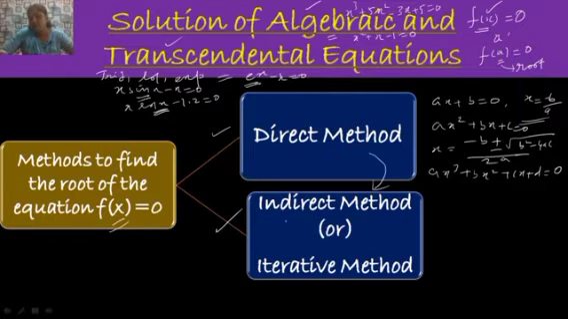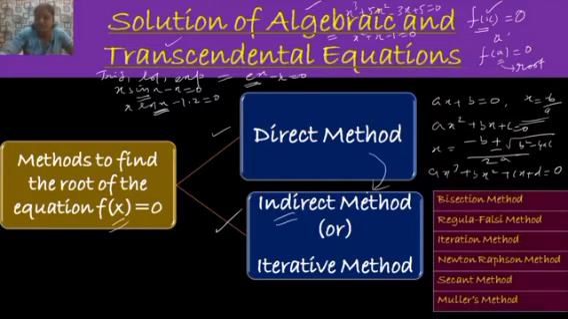So, here the indirect method follows the concept of successive approximations. There are so many methods available to find the root of the given equation using the indirect method. Among these, we are going to discuss the bisection method, regula falsi method, iteration method, Newton-Raphson method, secant method and Muller's method.